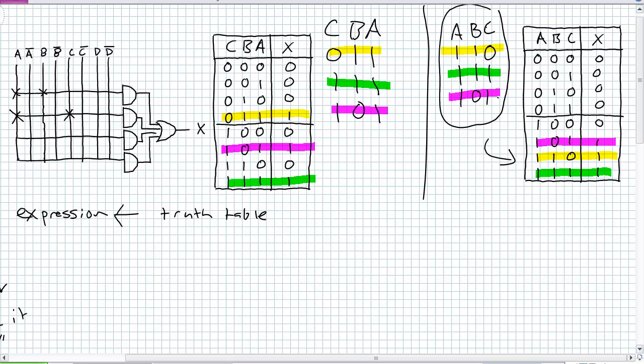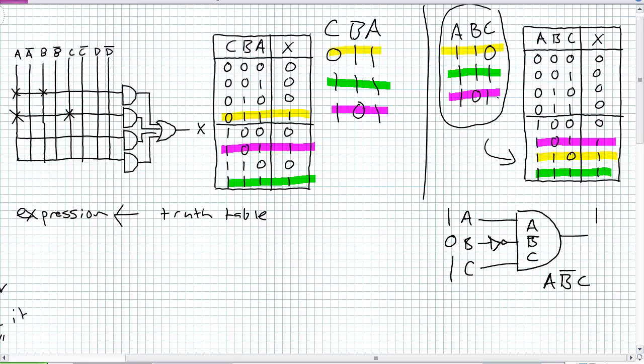Let's take our pink one since that's the first one. How does the combination 101, being A, B, and C, make that AND gate produce a 1? Well, A is a 1, don't do anything to it. C is a 1, don't do anything to it. B is a 0, so I've got to invert B. So that expression is A, not B, C. A and not B, C.